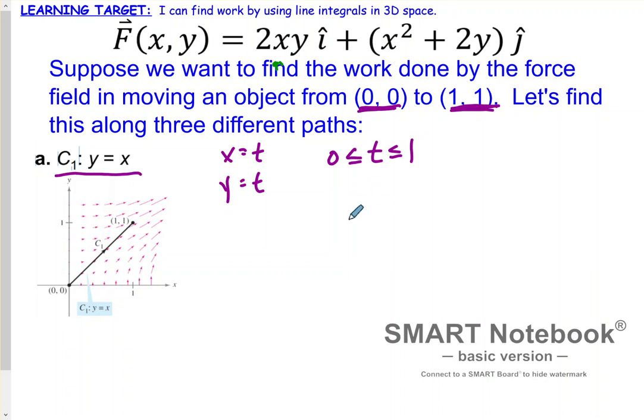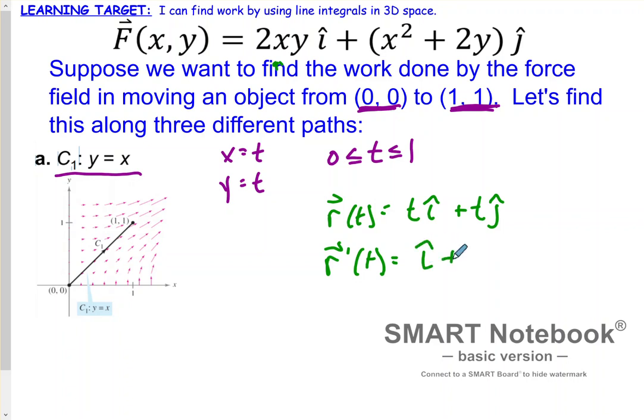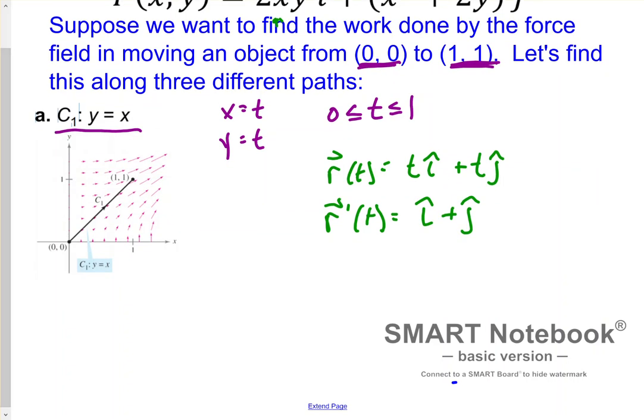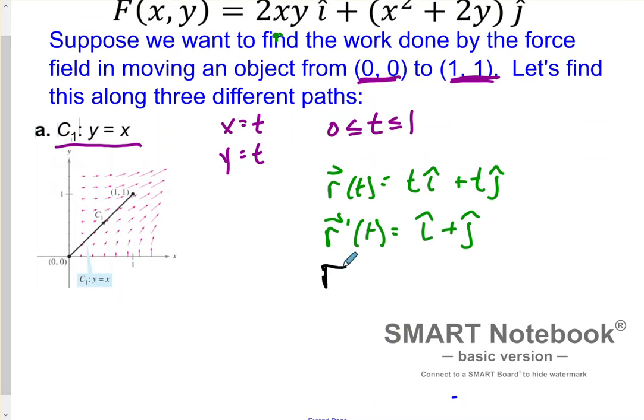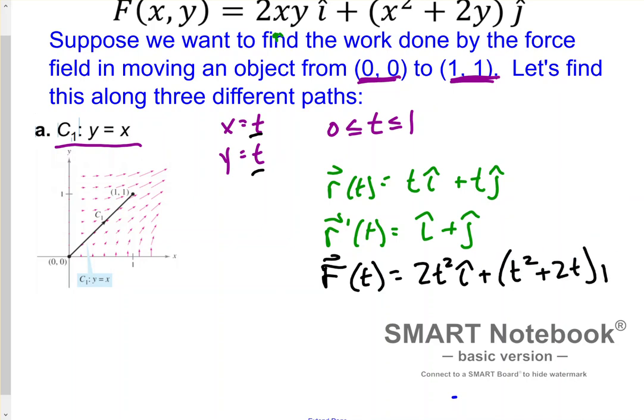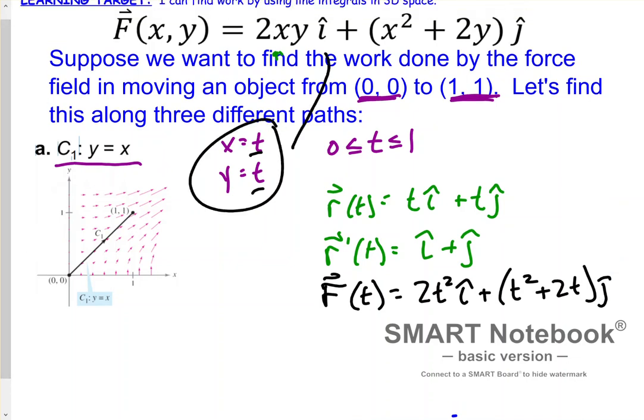Okay, so I'm going to use the r and r prime notation here. My r function is just my x and y functions in i, j notation. And if I take the derivative of that, that's just going to give me i plus j. Then the next thing I'm going to do is find my force function as a function of t. Right now it's a function of x and y, but I'm going to use x equals t and y equals t and substitute those in. So this will look like 2t squared i plus (t squared plus 2t) j. I'm just plugging these into this.